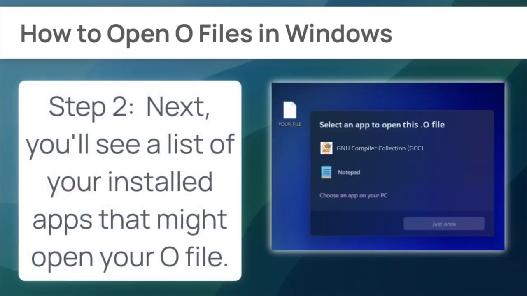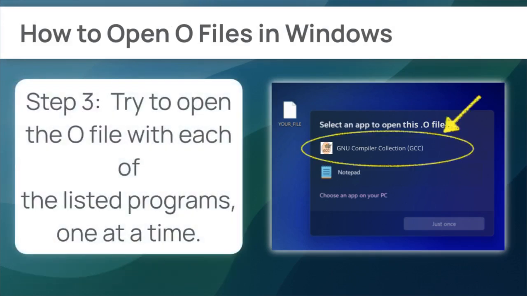Right-click the O file and hit Open with. Test GNU Compiler Collection, GCC, if available. If not, choose a different app. Compatibility is the likely issue.